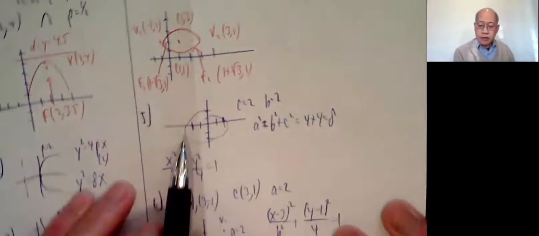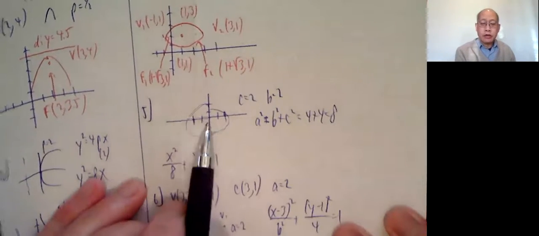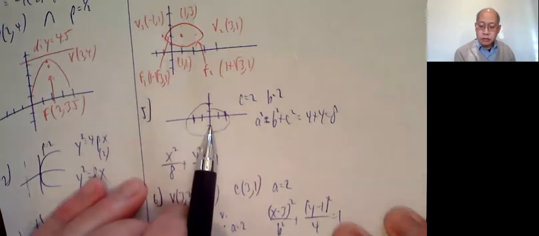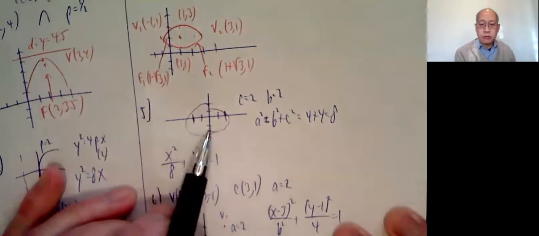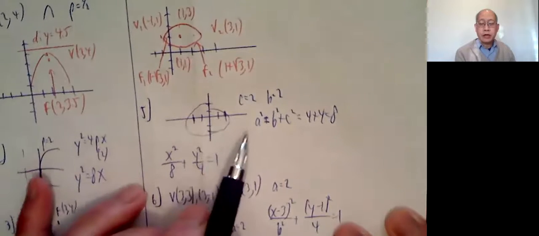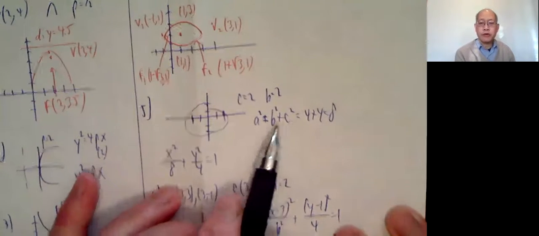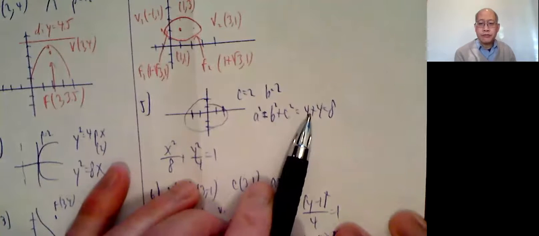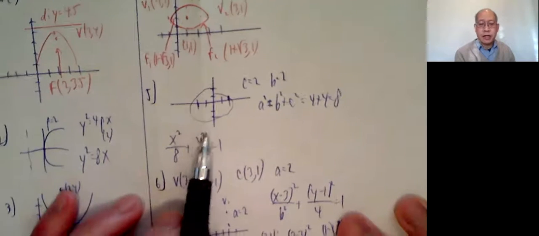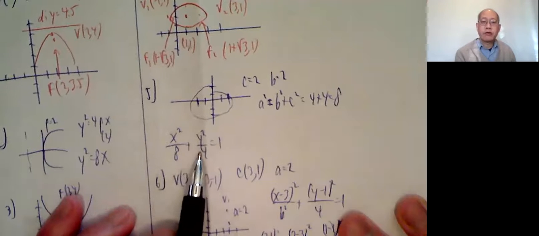Okay, number 5, you're given that the foci are at plus or minus 2, 0. So the center is the origin, and that tells me c is 2. Y-intercepts of plus or minus 2, that tells me b is 2. Okay, and I use a squared equals b squared plus c squared. B squared is 4, c squared is also 4, a squared equals 8. A is radical 8, but we don't really need to know that. We just need the equation x squared over 8 plus y squared over 4 equals 1.